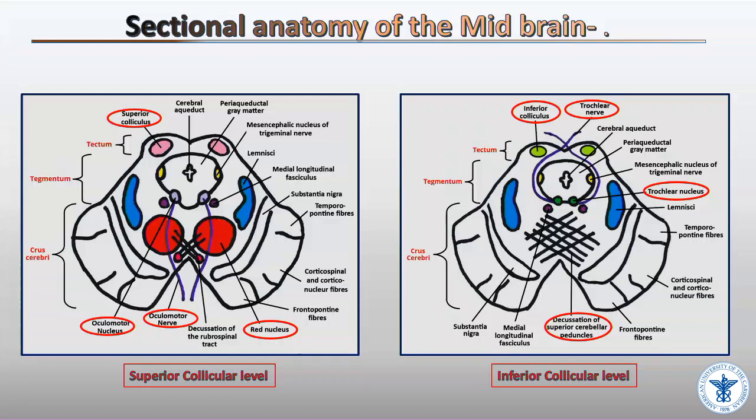If you look at the inferior collicular level here, you see that the third nerve disappears, the red nucleus disappears. So there's no red nucleus lower down in the midbrain. It's only in the upper part. And then instead of the third nerve, you have the fourth cranial nerve, the trochlear nucleus here. I told you it's a very peculiar cranial nerve because of what it does. It travels all the way around the brainstem and then exits and goes to the opposite side. It decussates, and then it innervates a muscle in the opposite eye.